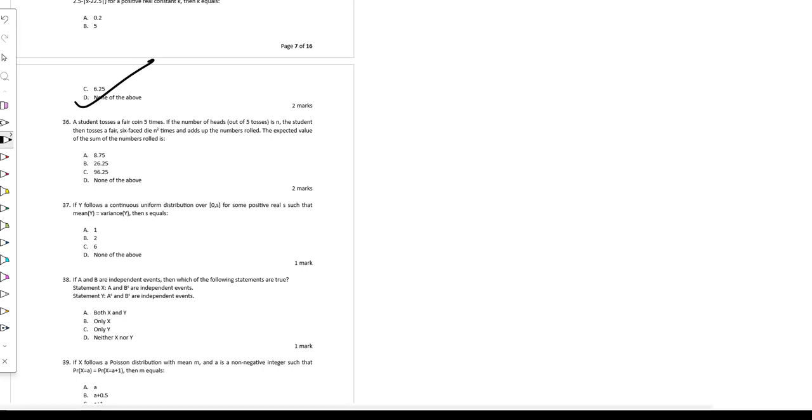Next, 36: a student tosses a fair coin 5 times. If the number of heads is n, then the student tosses a fair die n times and adds up the numbers. What is the expected sum? Okay, so n equals 0, 1, 2, 3, 4, 5.